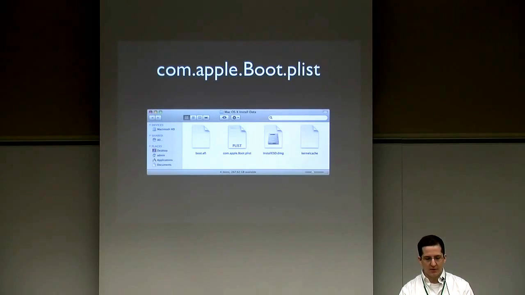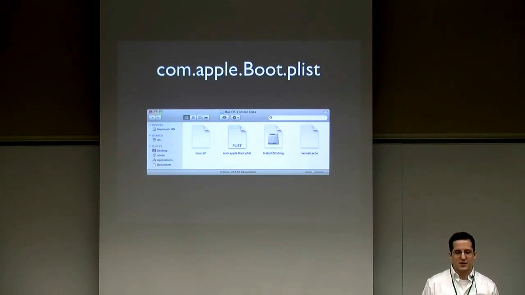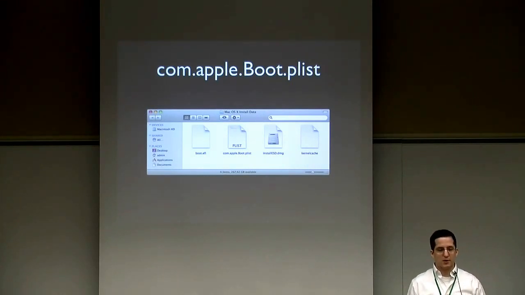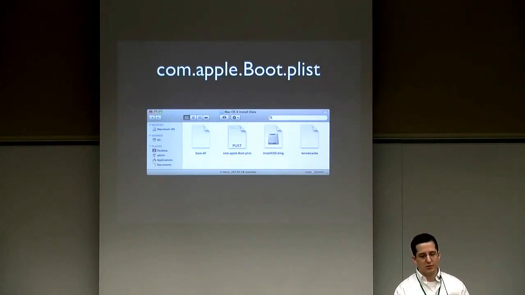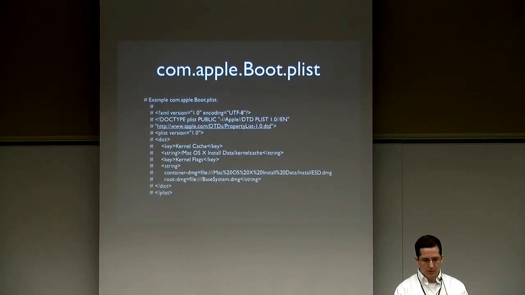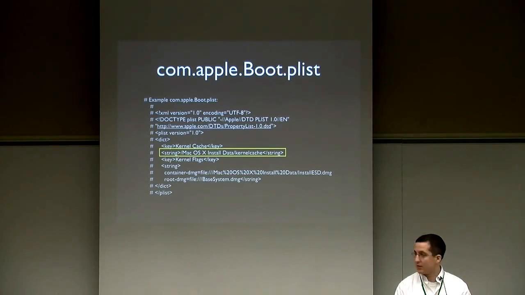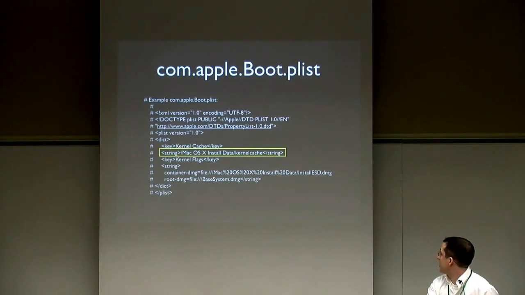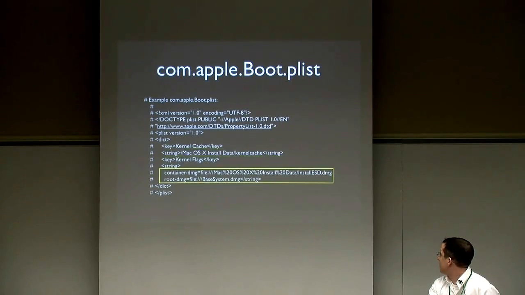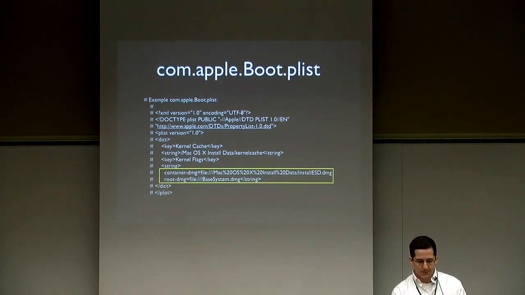Following the unmounting and the copying of the ESD, com.apple.boot.plist is going to be copied, or created, actually. What that does is it tells the kernel cache that was copied how to mount install ESD and how to use it on reboot. So here's an example of what that com.apple.boot.plist file looks like. It's telling the kernel cache that's located in the OS X install data to grab that install ESD and actually grab the base system DMG that's within it.